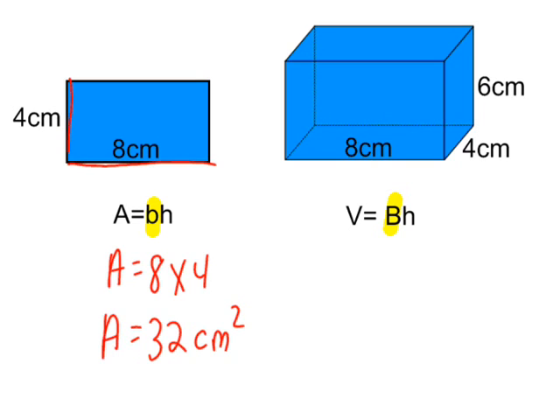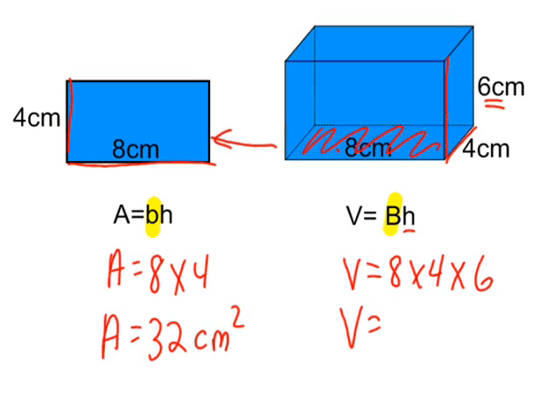Now the capital B means the area of the base. So to find the volume, we're going to find the area of the base and then multiply it times the height. So the base here is the same as this rectangle. I've made it the same dimensions. So to find the area of the base, it would also be 8 times 4. And then we're going to multiply that times the height, which is 6.